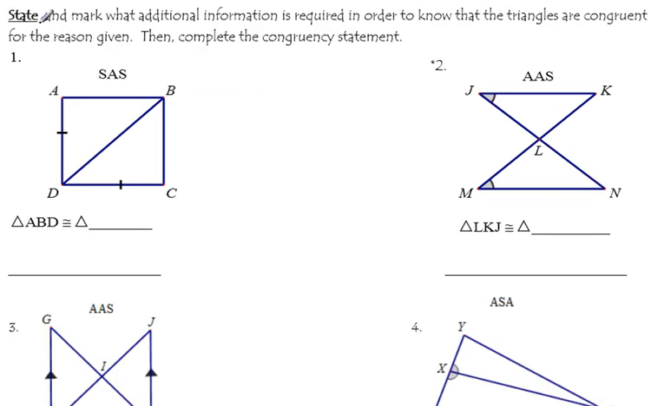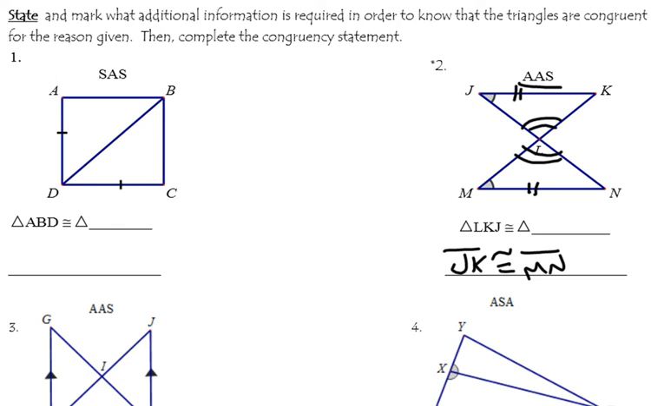Number 2, we want to state and mark what additional information is required in order to know that the triangles are congruent for the reason given. And then complete the congruency statement. So we want to prove angle, angle, side. Well, we already know that the vertical angles are congruent. So what do we have to mark additionally to prove angle, angle, side? Well, we have angle, angle, side, angle, angle, side. So you can mark side JK congruent to side MN.